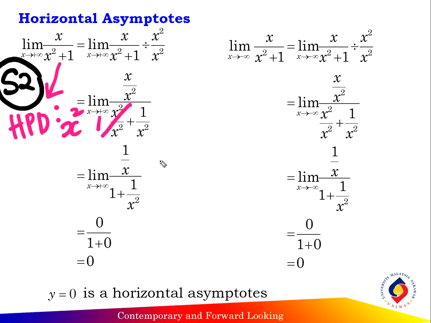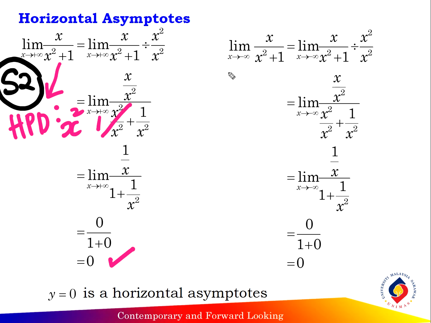You substitute infinity into the function. The numerator equals 0, and the denominator is 1 plus 0, so the answer is 0 over 1, which equals 0.